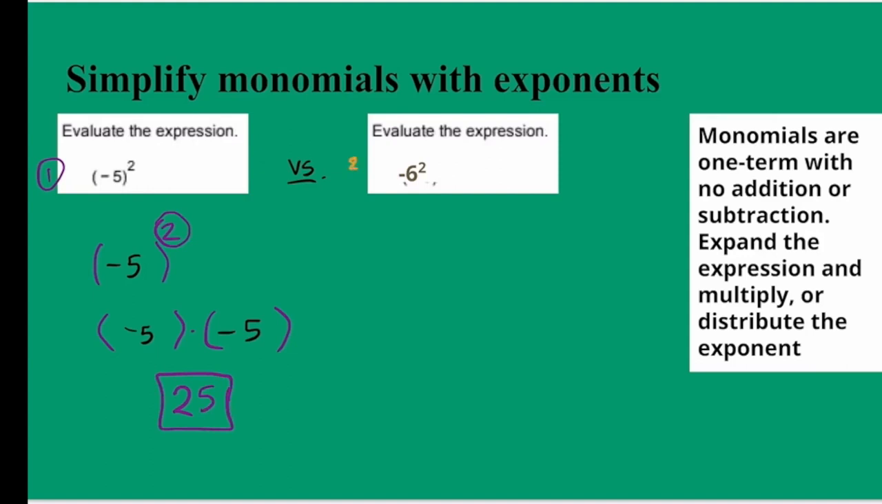For number 2, on the left side, that exponent is on top of the number 6. There are no parentheses. So that exponent 2 says you are multiplying 6 times 6. If there is a negative in front of that expression, that negative goes in front of that multiplication. 6 times 6 is 36, and then we have a negative lying out there, so it's negative 36.